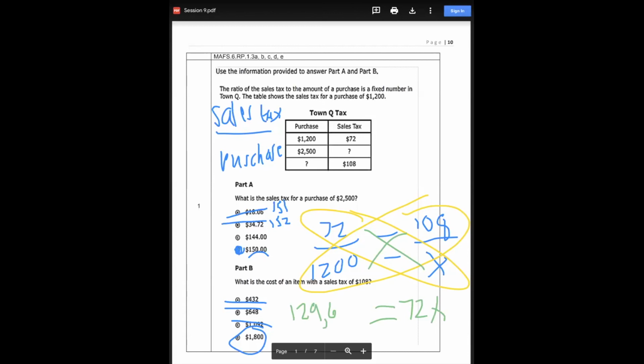129,600. Really big numbers. And then all you have to do now is get rid of the X. So you divide by 72 on both sides. And your answer, when you do that, you should get 1,800, which is what we got.